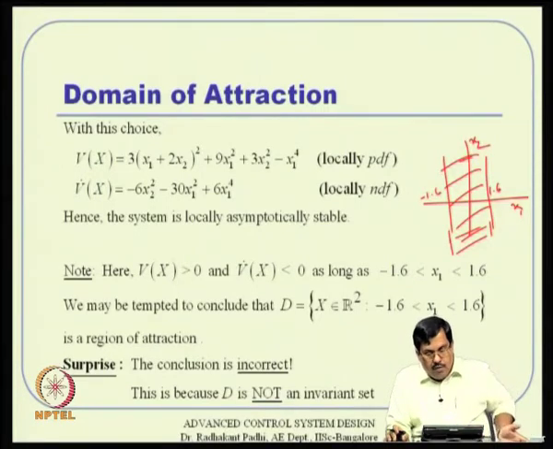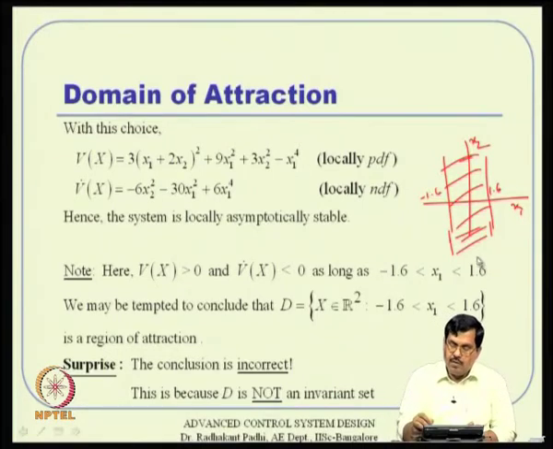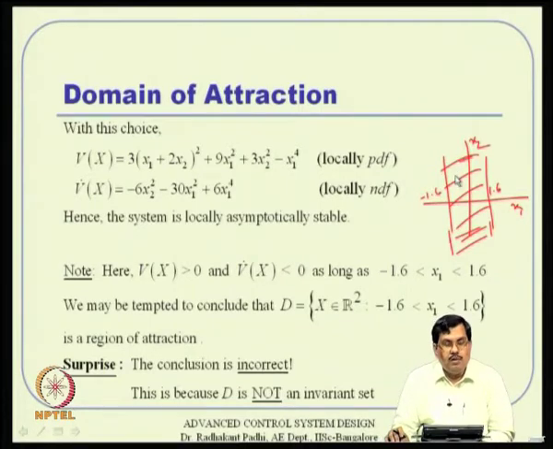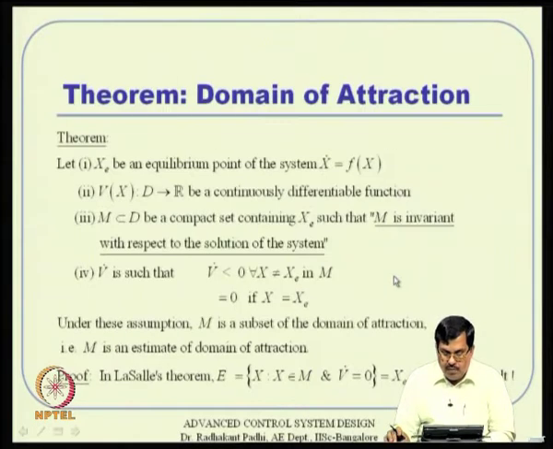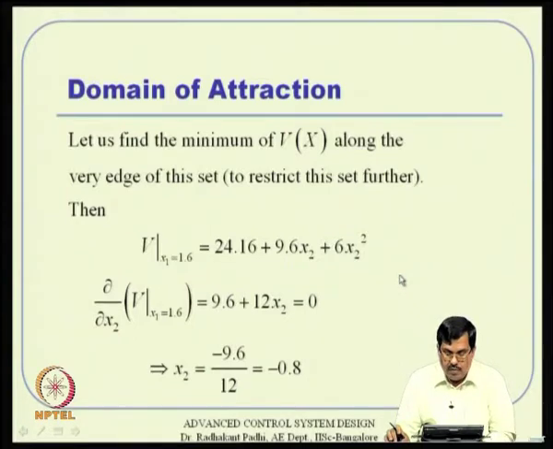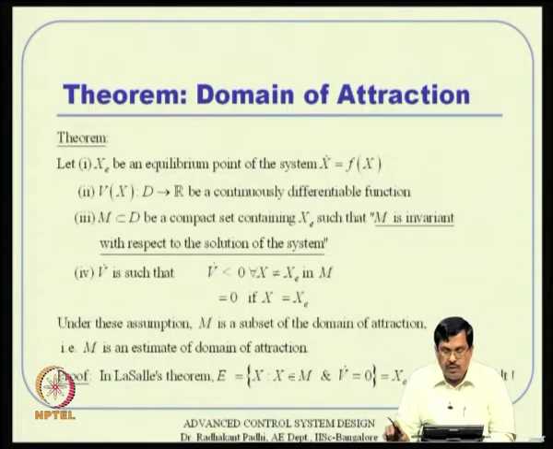Why is it incorrect? Because this domain D that you have defined here, this infinite stripe, is not an invariant set actually. That means if you start with any point here, you may not remain within this region, the trajectory may go away from that region. And we will see that there are local minimums and things like that. All right, we will see that.